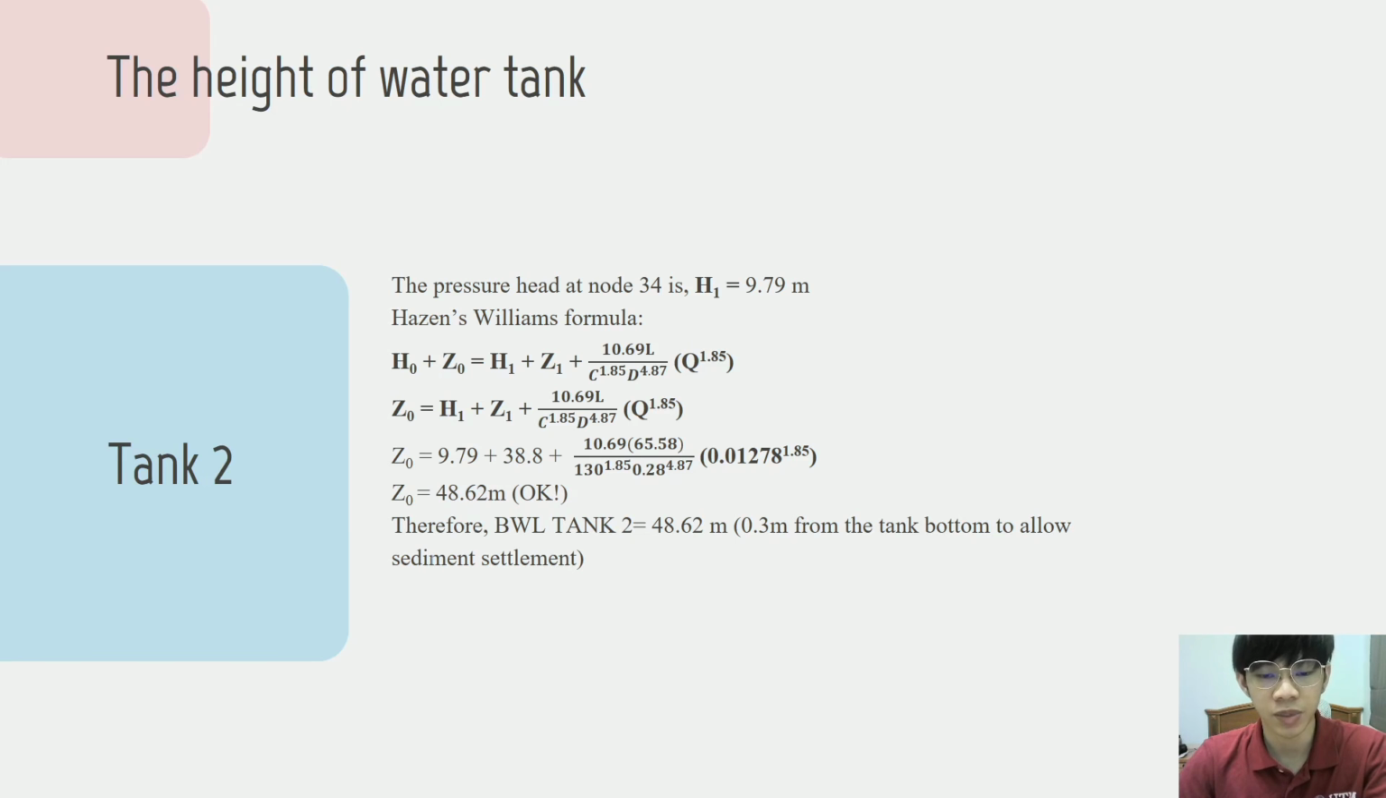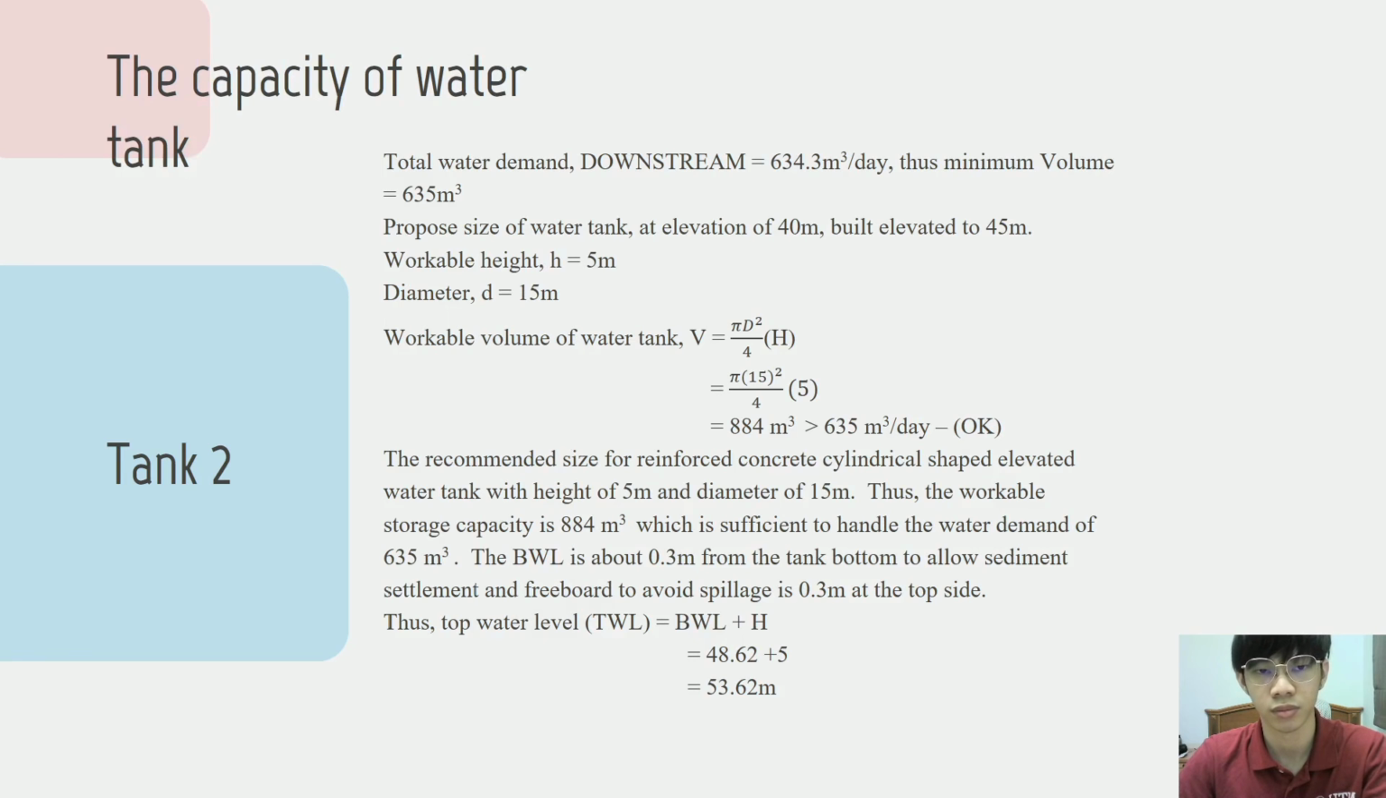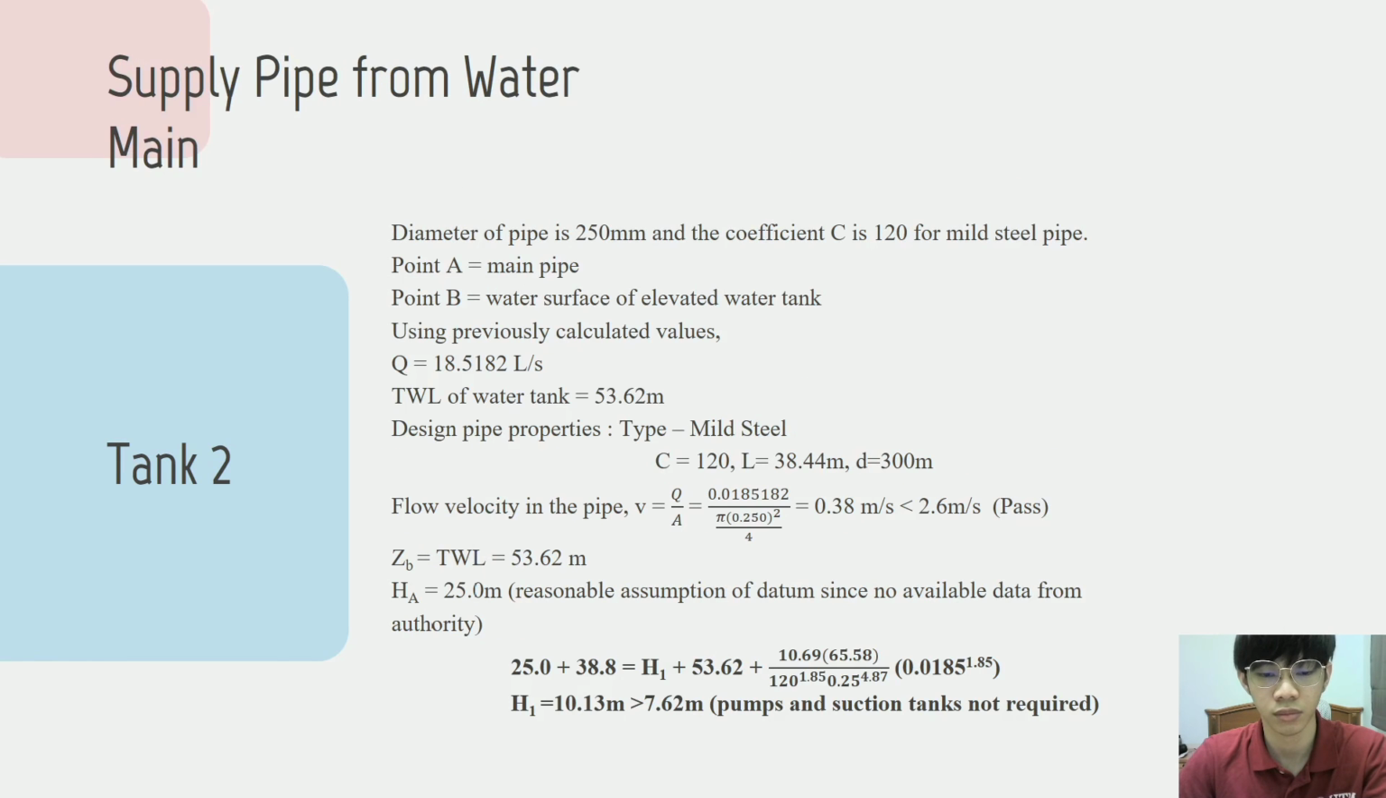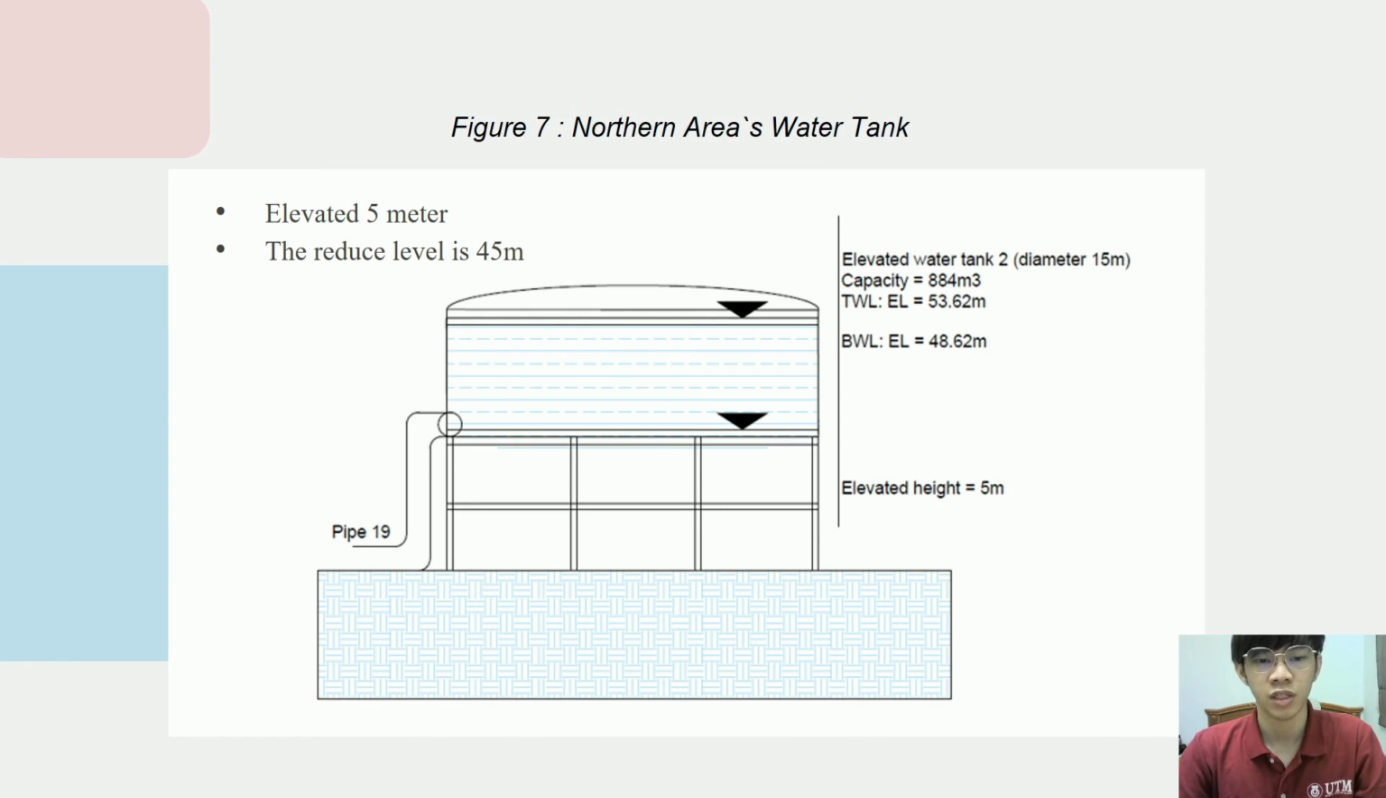We repeat the same steps as we did for tank 1 in tank 2. This figure shows the details of the Southern area water tank. The tank is elevated 5 meters to a reduced level of 45 meters.